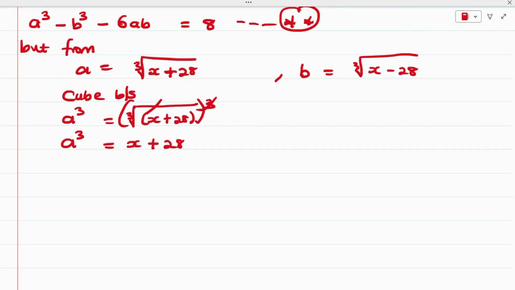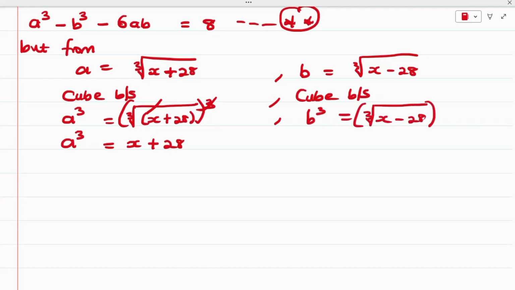So we want to simply do the same thing, we cube both sides, and we have b raised to the power of 3 is equal to the cube root of x minus 28 all raised to the power of 3. So we cancel this out, so we have b raised to the power of 3 is equal to x minus 28. So we have the value of a raised to the power of 3 and b raised to the power of 3.